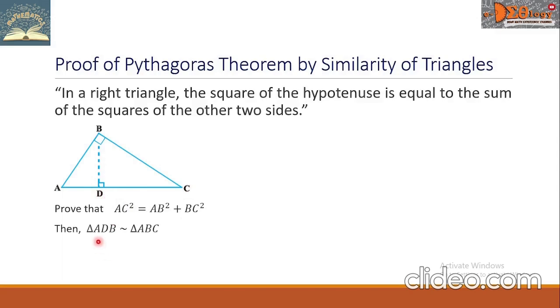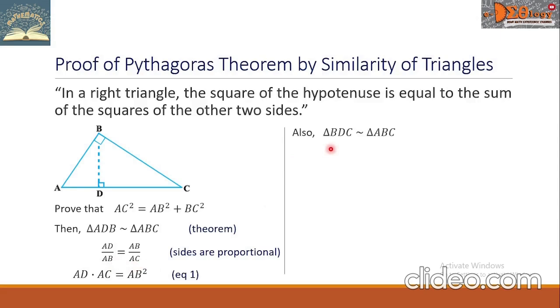Then the triangle ADB is similar to the triangle ABC, based on the theorem a while ago. So we can write AD over AB equals AB over AC. We know that sides are proportional for similar triangles. When we cross multiply, the left side becomes the side AD times the side AC equals the square of the side AB. Let this be equation 1.